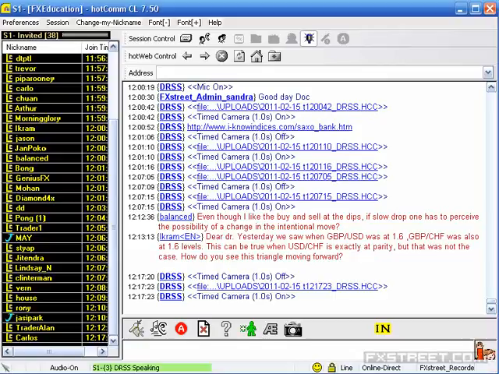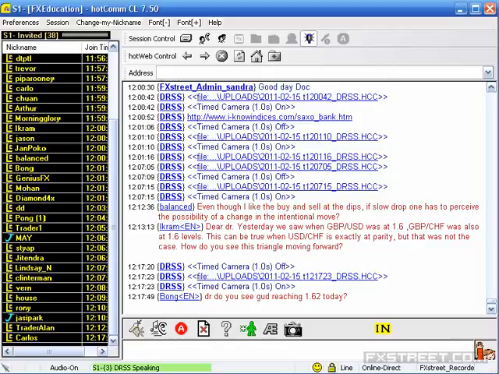Even though I like to buy and sell at the dips, it shows drop. One has to perceive the possibility of the change in the intentional move. See, whenever they make a drop, we have our rule that we wait for about 30 minutes. And if they breach the new low also, then we wait for 2 hours. And if they breach the new low again, we identify it as an intentional move. And we don't take the buy position immediately. We wait for 2 sessions to get over. The third session drop, we try to buy it. And obviously, from there onwards, they will start gaining the levels.